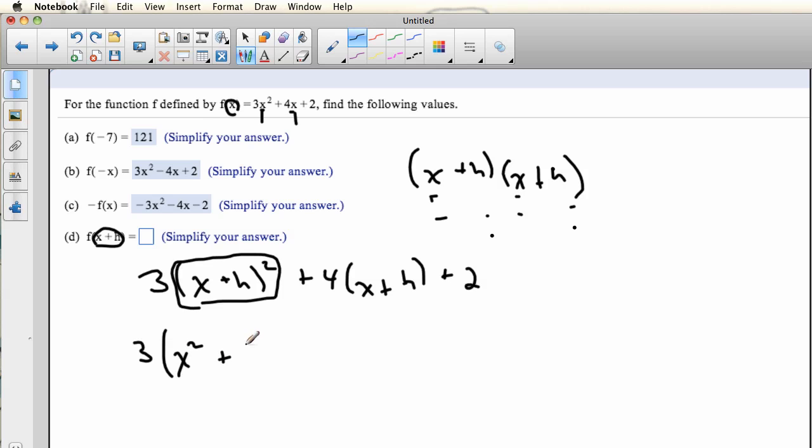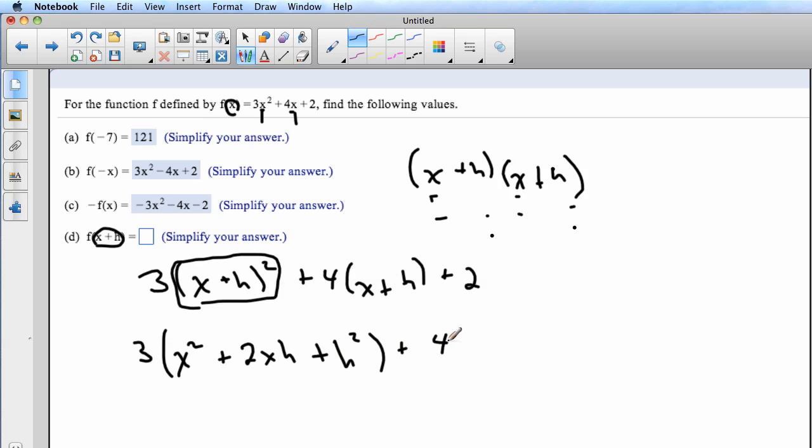The outer and inner are identical. They're both x times h, so I'll just write 2x times h. So the outer and inner are being combined there. And then the last times the last is just h squared. So that'll happen every time you square something. You're going to get the first thing squared and the last thing squared. And then you're going to, in the middle, have this term that's twice that outer inner term from the FOIL.